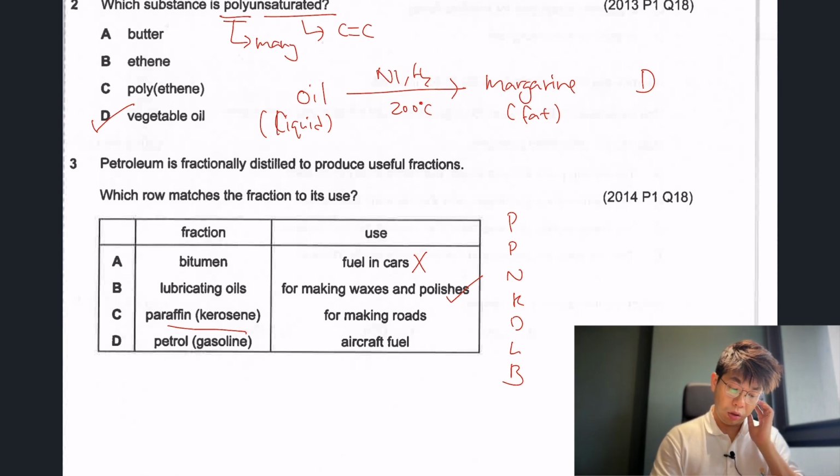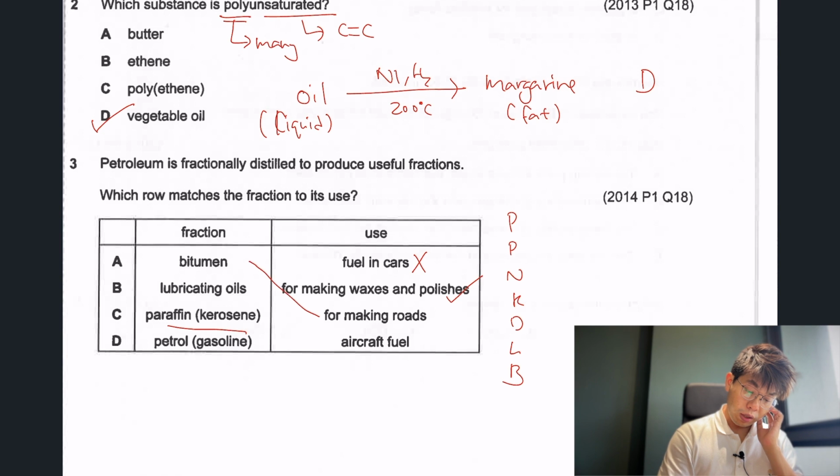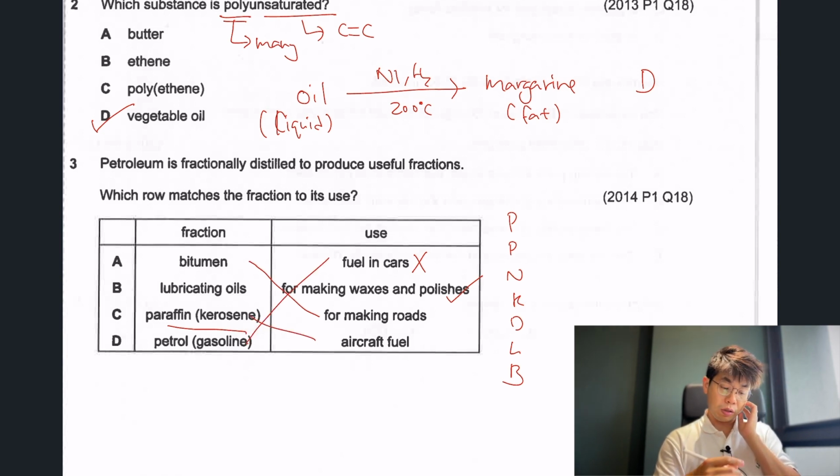So this one is not correct. Actually this one is supposed to be here, this one is here and this one is over here. That's the correct answer. So this is B. Now let's look at the next question.